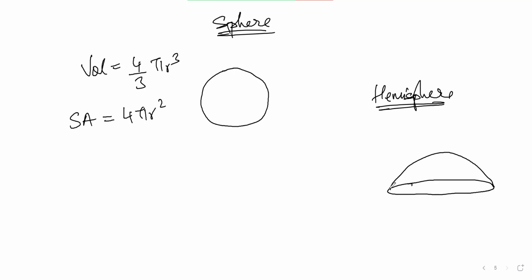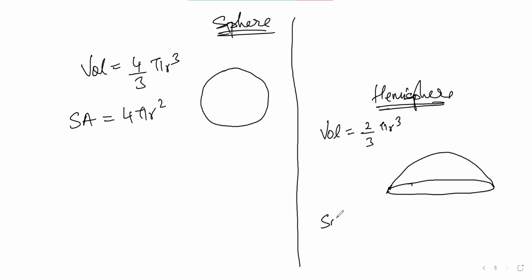And the hemisphere, now you need to think. What will be the volume? Volume will be half of the sphere, so it'll be 2/3 pi r cube. And the surface area is quite interesting. It will be half of 4 pi r square, so 2 pi r square, plus the base area, which is pi r square. And therefore, you get 3 pi r square as the surface area.